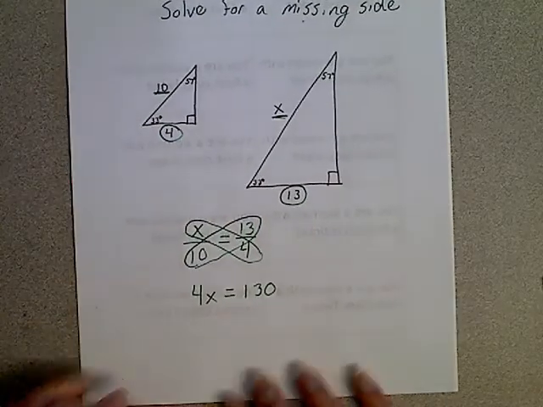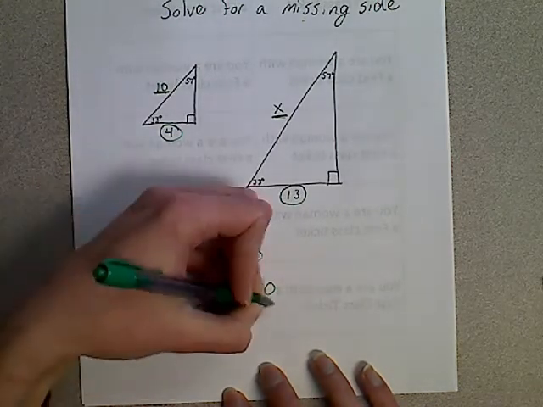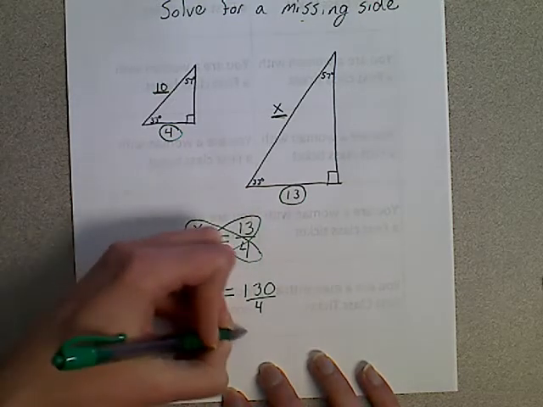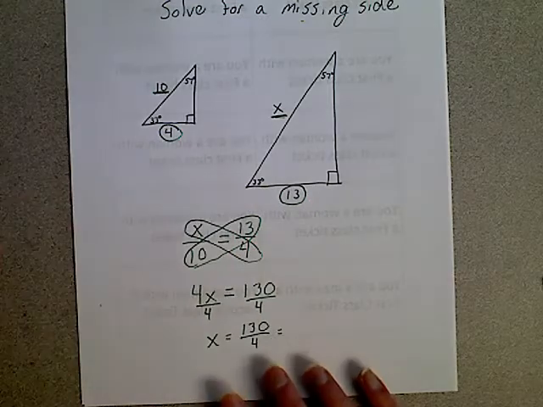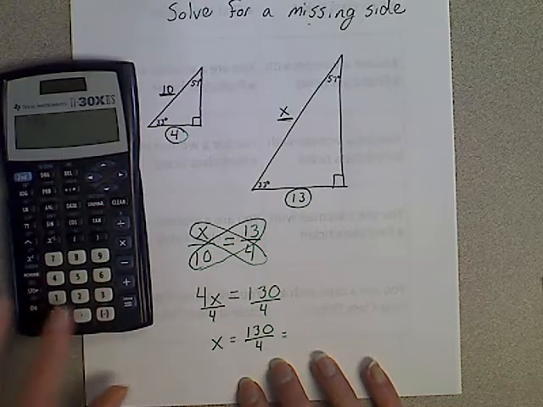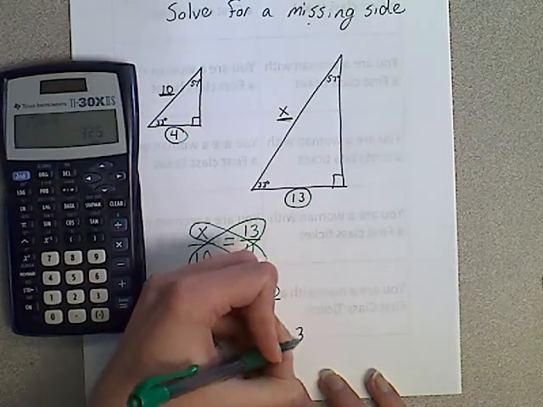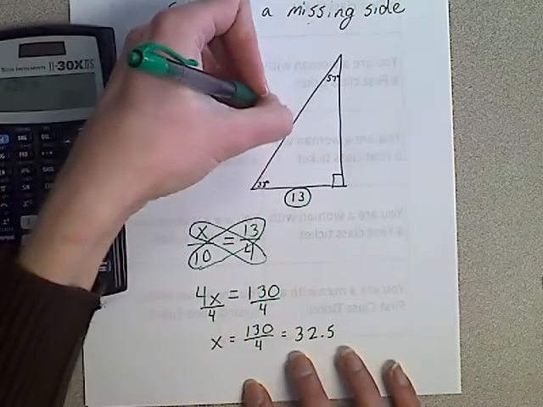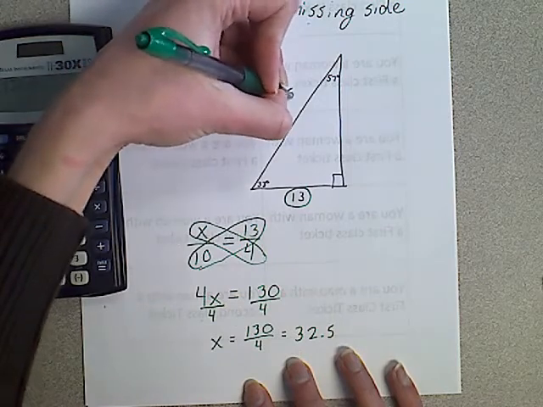Now we have that one-step equation again. So to solve this one-step equation, I will divide both sides by 4. So then we get x equals, and we can leave this as 130 divided by 4. We can simplify the fraction, or we can just take our calculator and do 130 divided by 4, which gives us 32.5. So that means that this side length on my original triangle is 32.5.